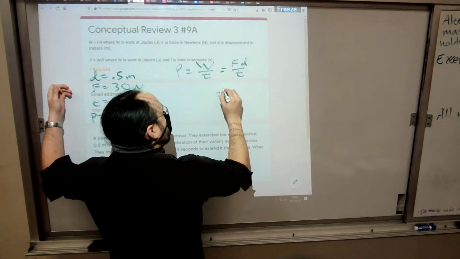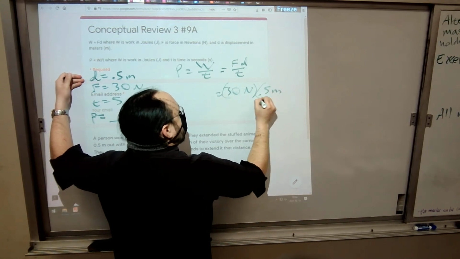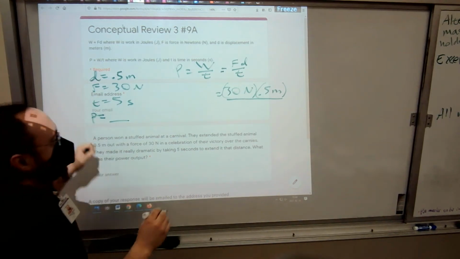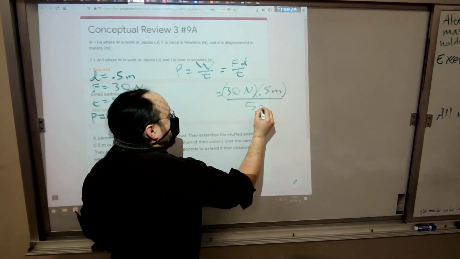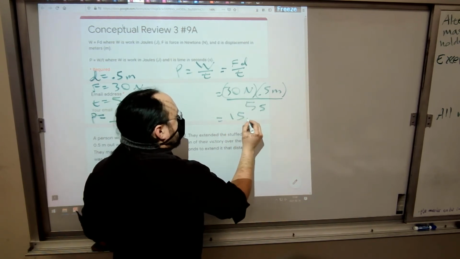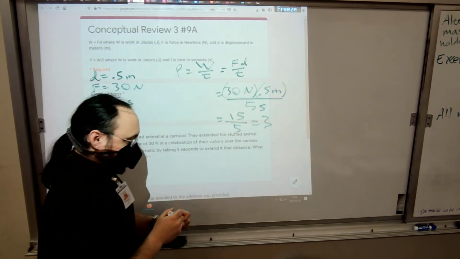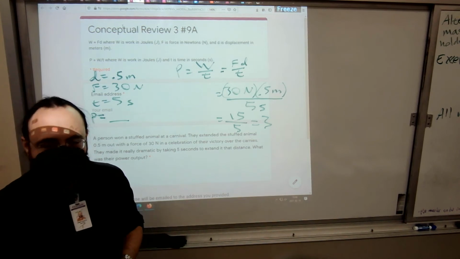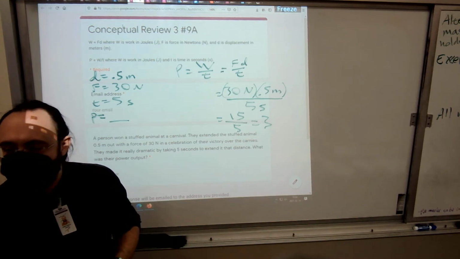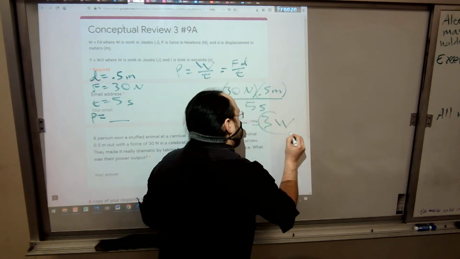Force is 30 newtons. Distance is 0.5 meters. And time is 5 seconds. Here we go. 30 times 0.5 is 15, I think. That's half of 30. And 15 divided by 5 makes 3. What's the unit for power again? Anybody? Watts. Oh, watts. Yes, watts.